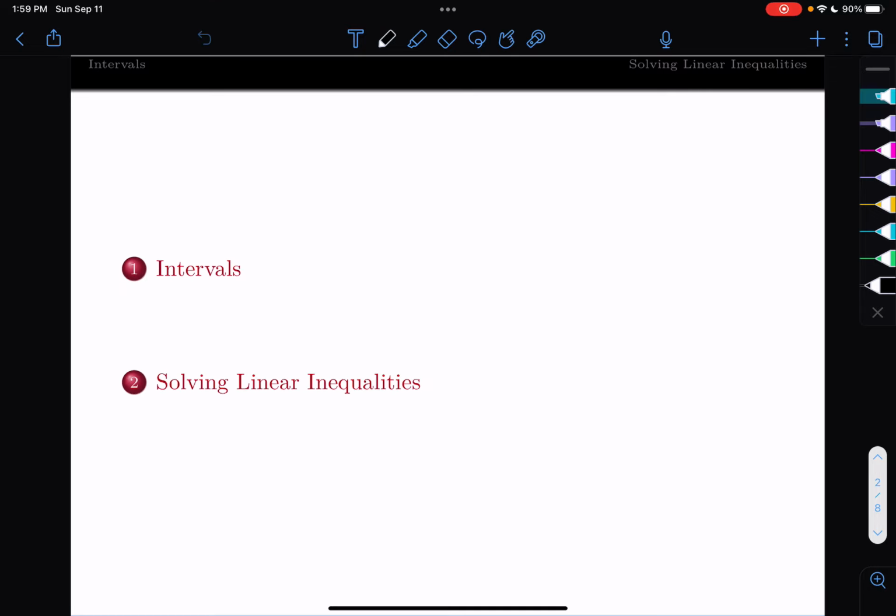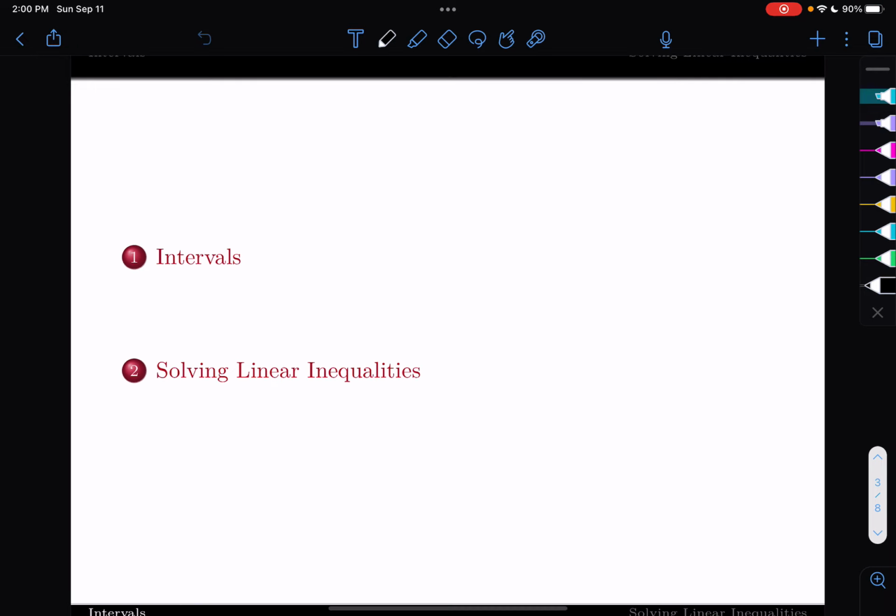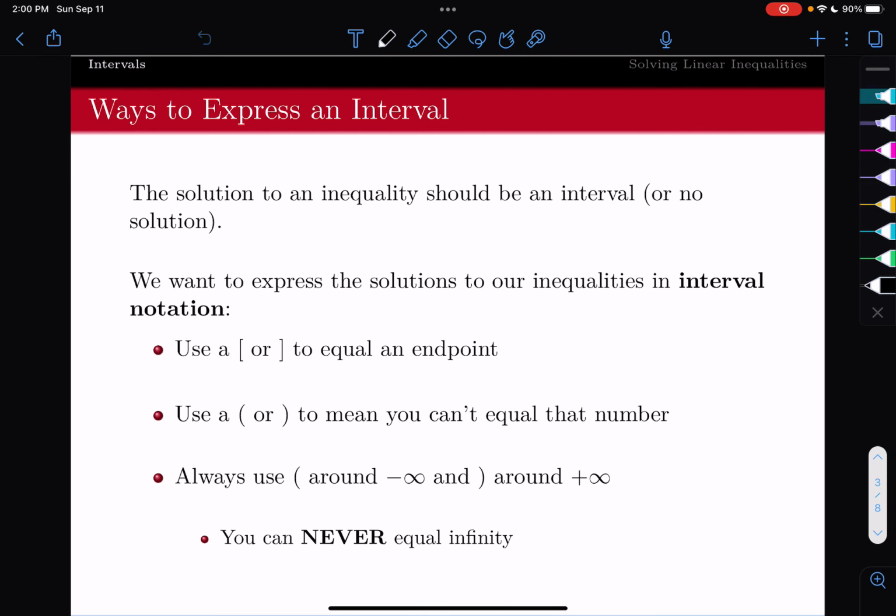We need to talk about how do I deal with intervals? What does that look like? What kind of forms can I have for intervals? And then once we get familiar with that, we'll talk about how do we solve an inequality. So the one thing you want to make sure you know is that anytime you're dealing with an inequality, your solution is not going to be a single number. It's going to be a set of numbers. So most of the time it's going to be some interval.